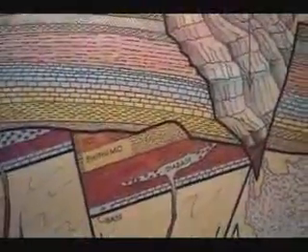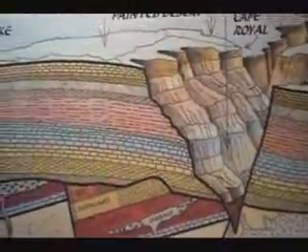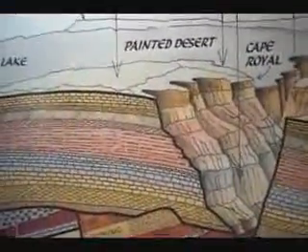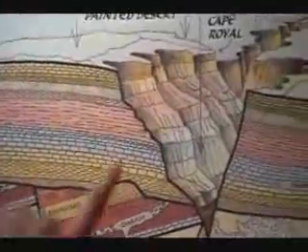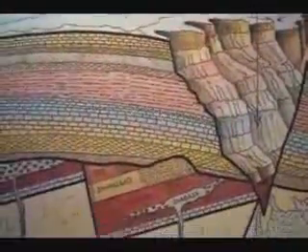And then you get other markers like the KT boundary, that's where this meteor crashed in. You get a layer of high iridium. So that's another way of indexing all the sedimentary rocks together.